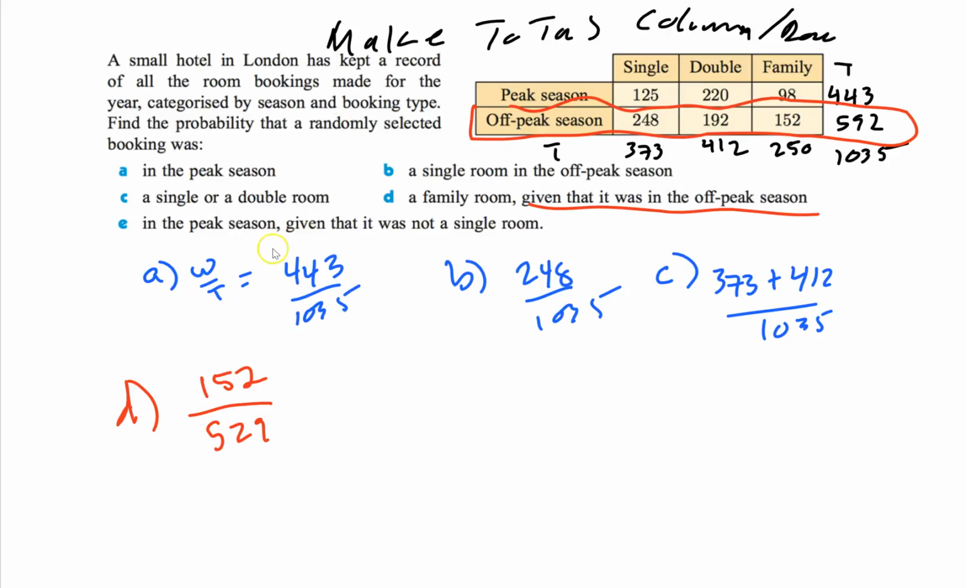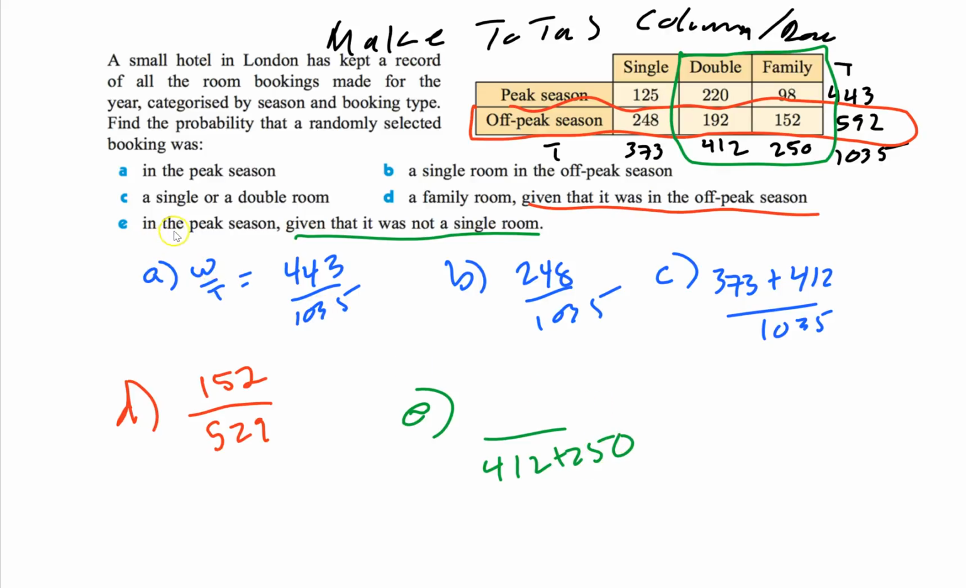Next, find the probability they rented a room in the peak season, given that it was not a single room. So again, this is your new total. You know it's not a single room. So that's a little more difficult than normal. So it's not this one, it's a complement of that one. So it's all these. It's a double or family room. So I know it's not a single room. So for my total, I got to add 412 plus 250. They want it in peak season. So the probability that it's in peak season is 220 plus 98. Whatever that turned out to be would have been my answer.